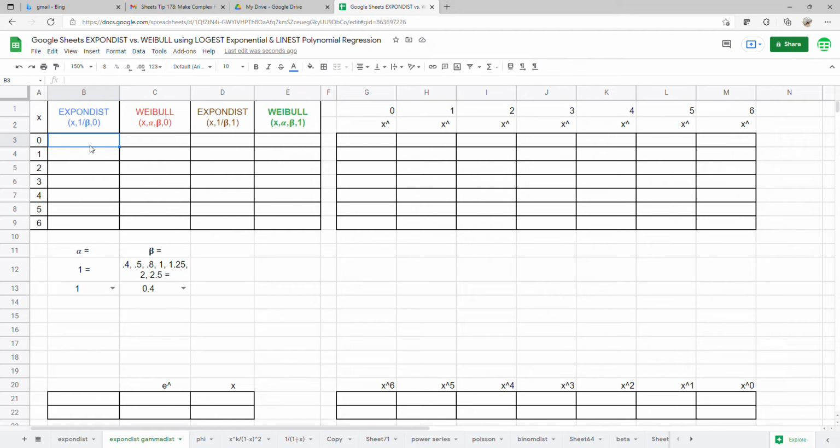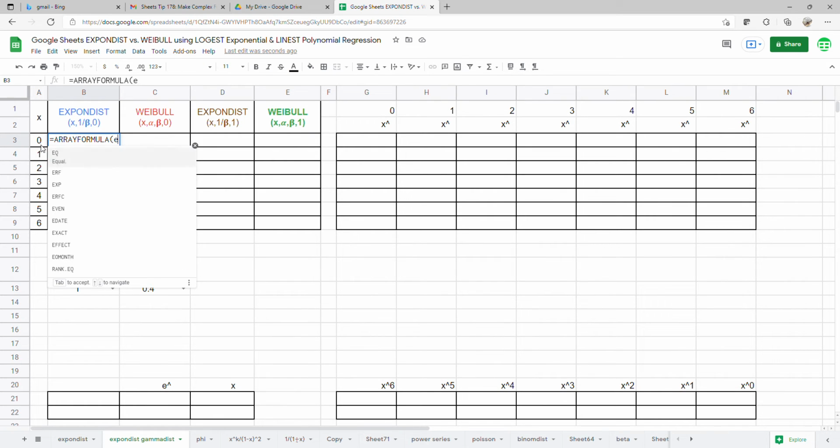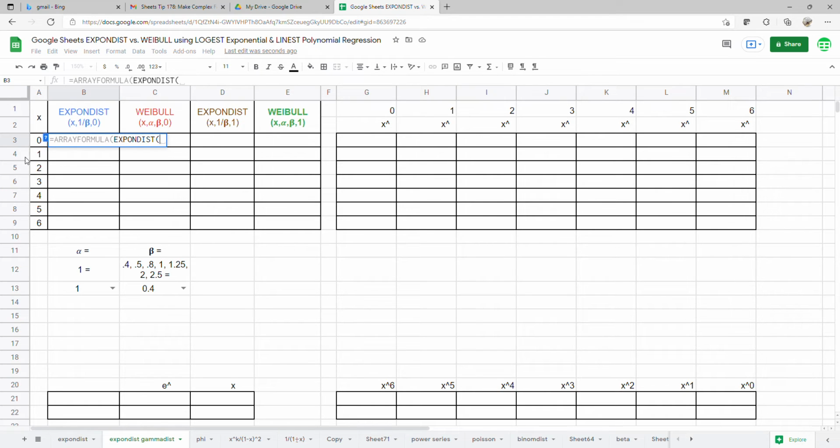Now we complete the EXPONDIST and the Weibull functions. So starting with the probability density functions, our formula of the EXPONDIST of the x values, where our beta is 1 over beta. That's our lambda, 1 over beta, and 0 because this is the probability density function or decay function.